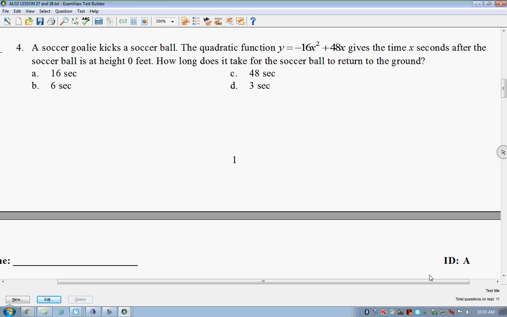All right, so x is going to represent our time in seconds. Y represents our height. So, I guess we're done. What you would want to do there is factor out your x and solve for x. You're going to get two values for x. One of them is going to be 0. The other one is the one that you want.